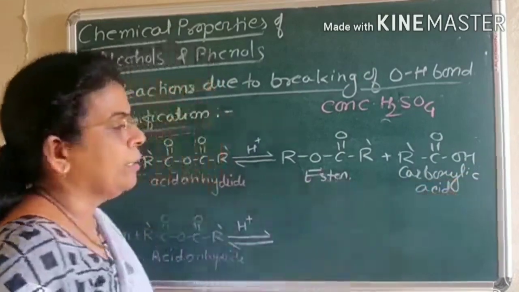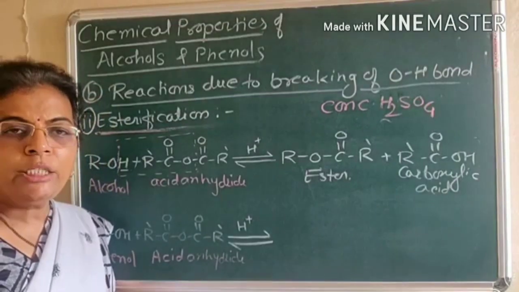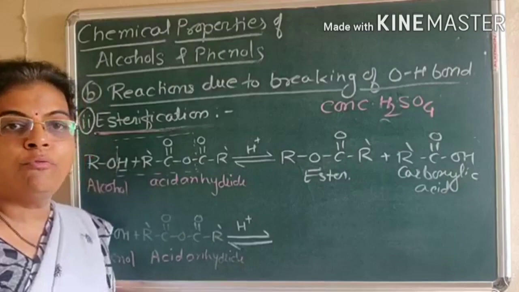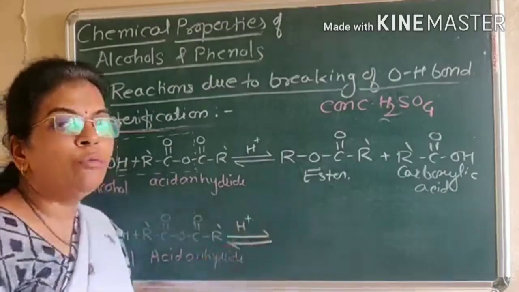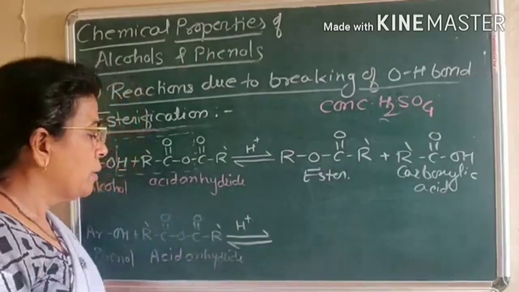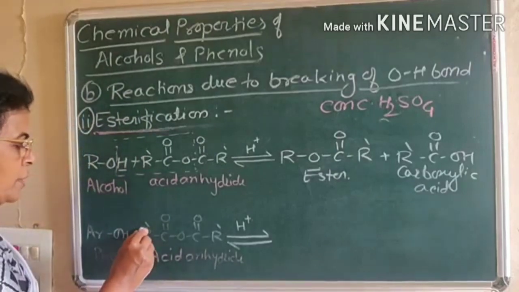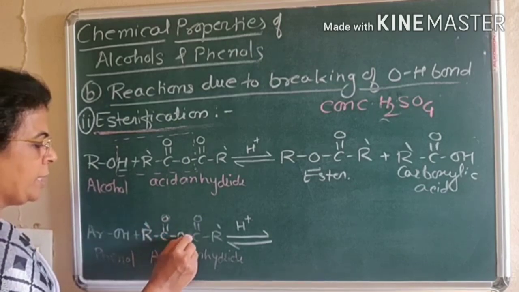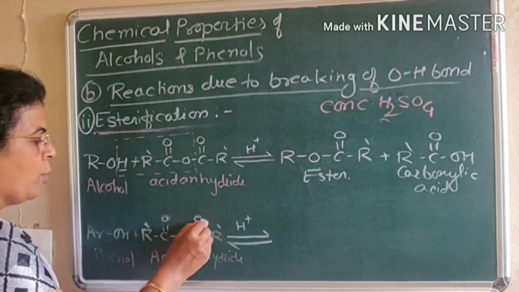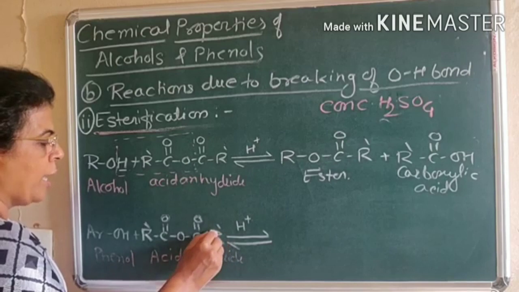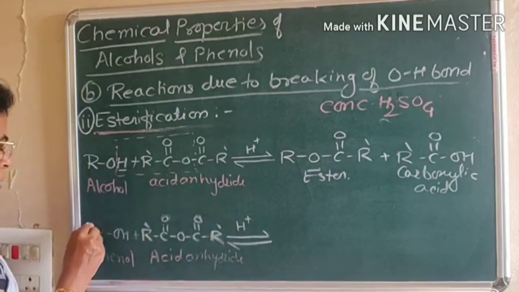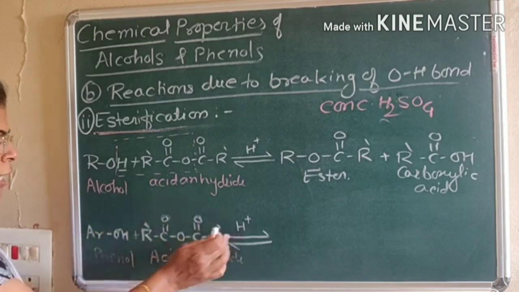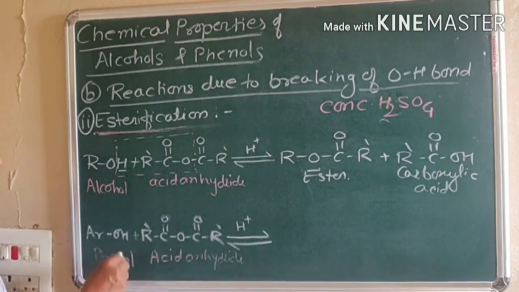This is the second method for the preparation of ester: reaction of alcohol with acid anhydride to form ester. That is, here also formation of esters takes place. Now here these are phenols. When these phenols are treated with this acid anhydride, that is R dash C double bond O C double bond O R dash, then the phenol reacts with this acid anhydride in acidic medium.